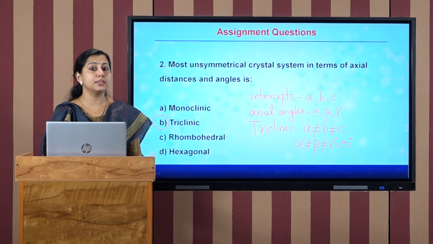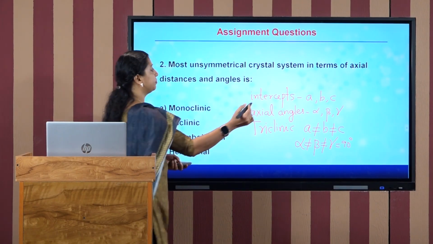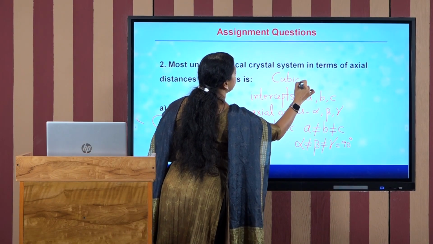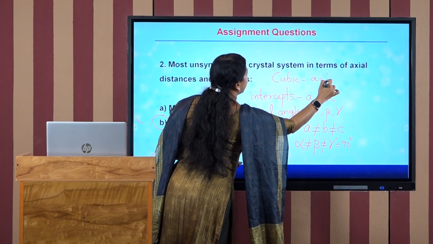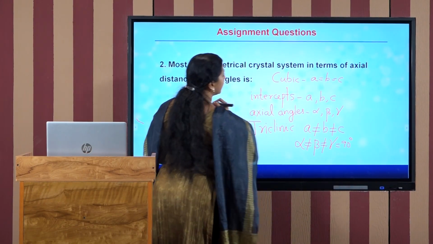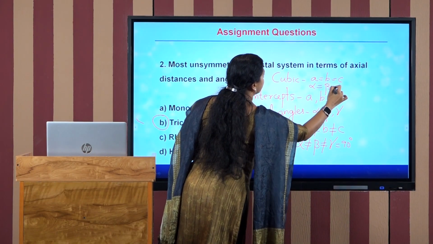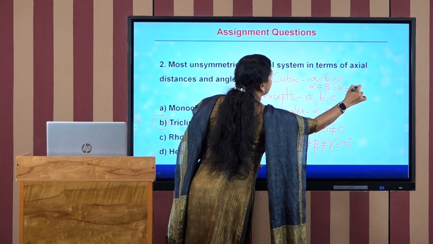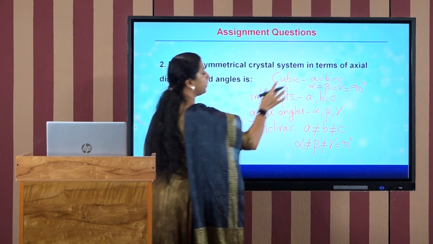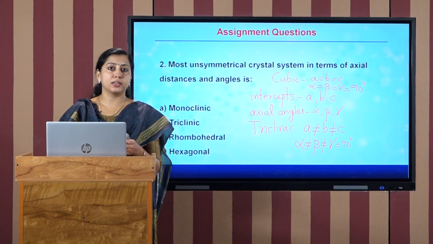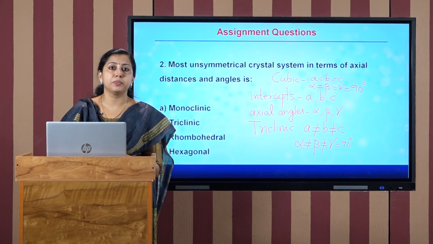So, it is highly unsymmetrical. And what will be the highly symmetrical crystal system? That is the cubic system. So, for a cubic system, we know that A equal to B equal to C and also the angles alpha equals beta equals gamma equals 90 degree. So, cubic corresponds to the highly symmetrical system, whereas the triclinic corresponds to the highly unsymmetrical system.